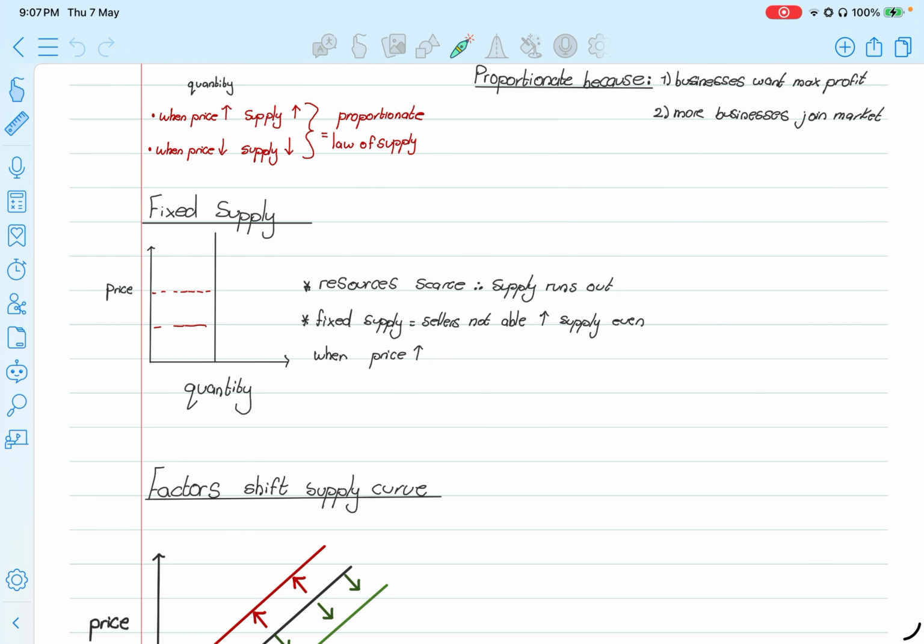Another thing that's important to note is fixed supply. For fixed supply, the graph is exactly the same, but obviously the supply is fixed. So no matter how much the price changes, the supply is exactly the same. For example, let's say a football stadium fits 45,000 people. If all 45,000 seats are filled and every single person's attending and not selling their ticket, then no matter how much money someone offers, they can't add more seats.